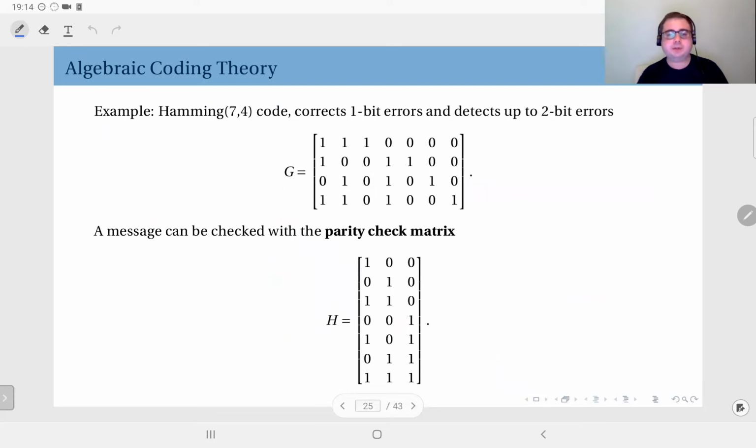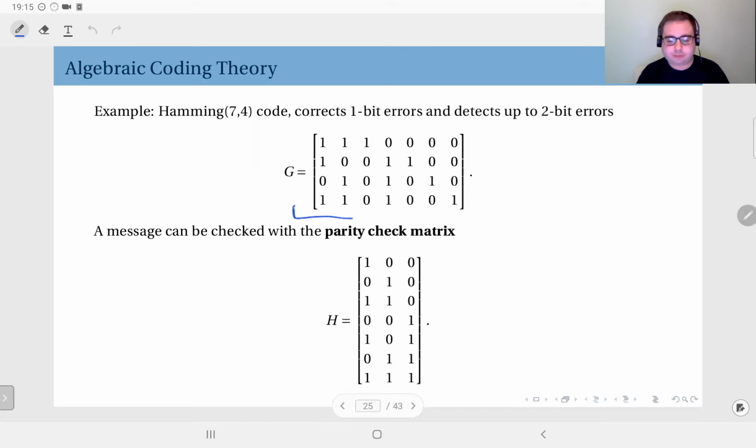Here's a very typical and famous example. This is the Hamming 7-4 code. The message it accepts is of length 4, and the code words it produces are of length 7. It's able to correct single bit errors and detect up to 2-bit errors. This is because the minimum Hamming distance of this code is 3.